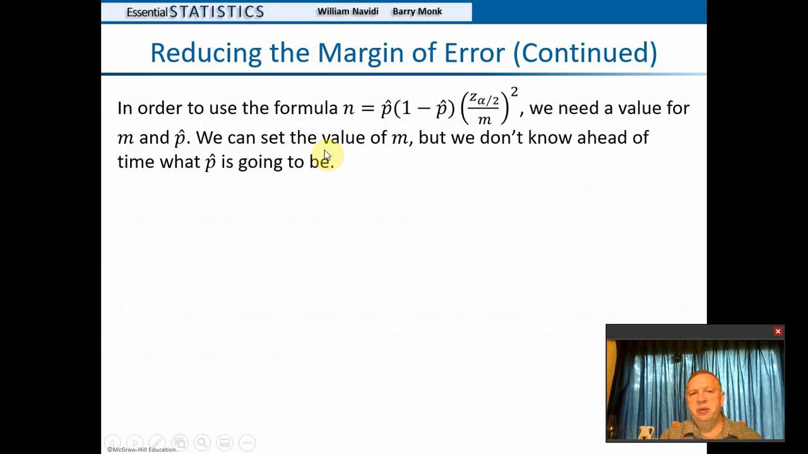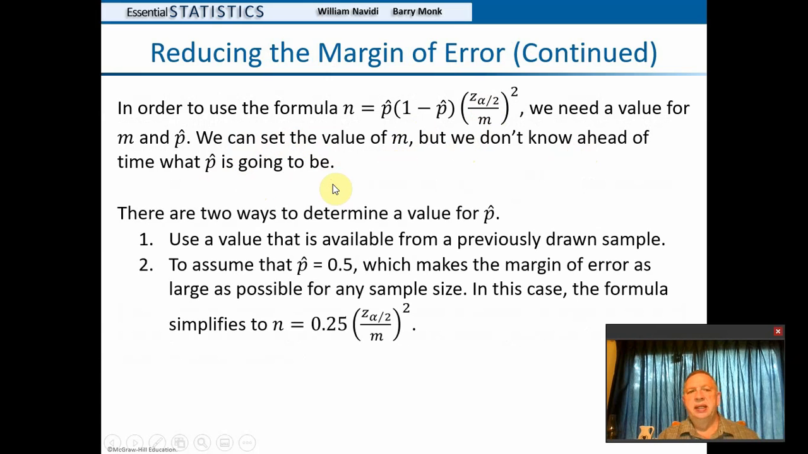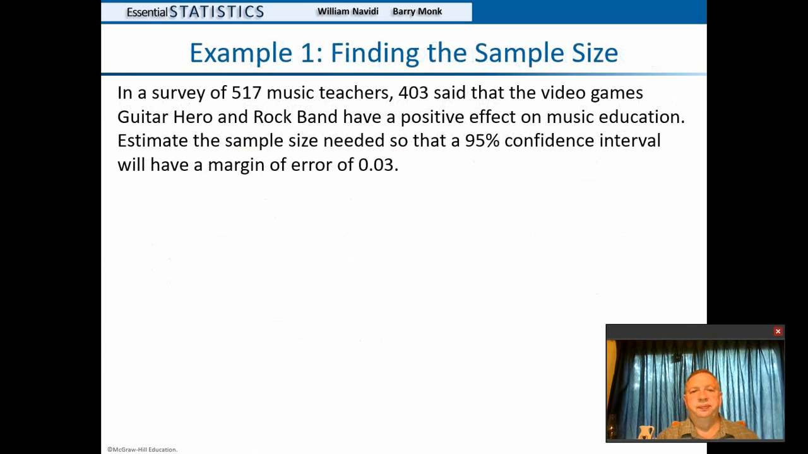So here's their statement. We can set the value of M and Z alpha over 2, but we don't know ahead of time what P hat is going to be. So I'm either going to use a value that is available from a previously drawn sample, or assume P hat is 0.5 to get us started. Then we can take a sample of that, and that'll get us some information for the future.